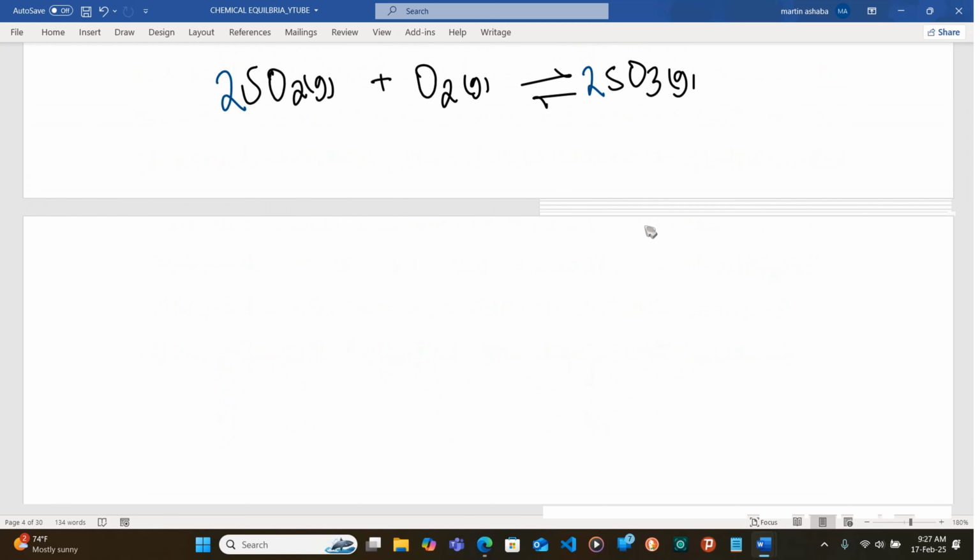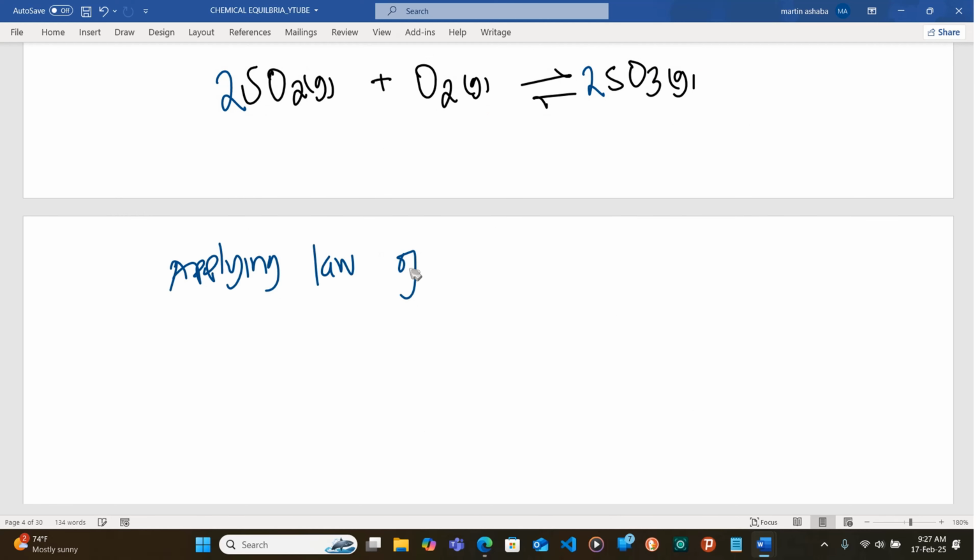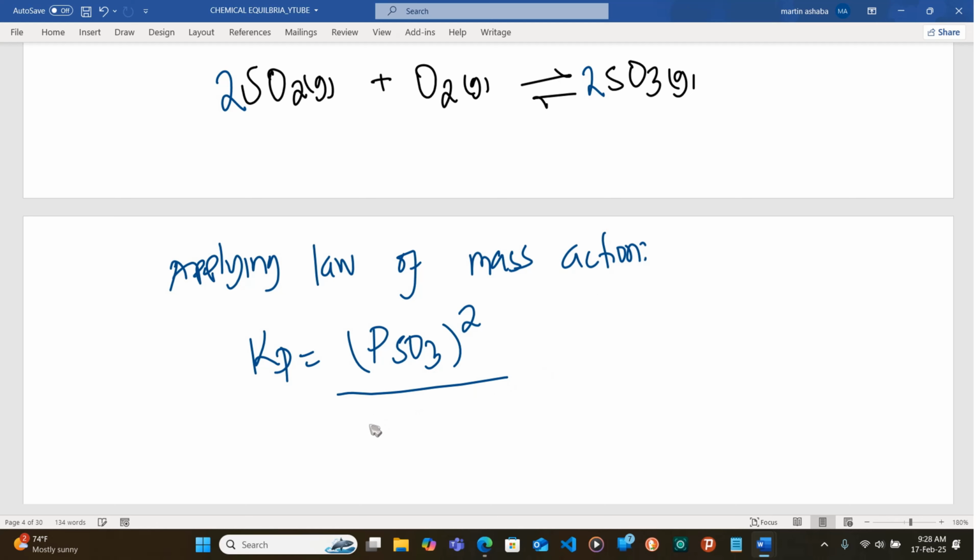So according to this reaction, applying the law of mass action, you'll find that Kp is equal to the partial pressures of the products divided by the partial pressures of the reactants raised to their stoichiometric exponents. So here, the partial pressure of sulfur trioxide, we don't know it, but we are going to raise it to a power of 2, divided by the partial pressure of sulfur dioxide raised to a power of 2 times the partial pressure of oxygen raised to a power of 1.